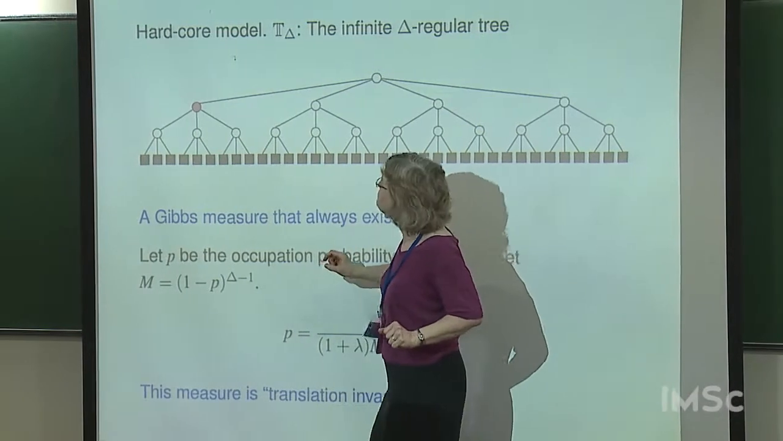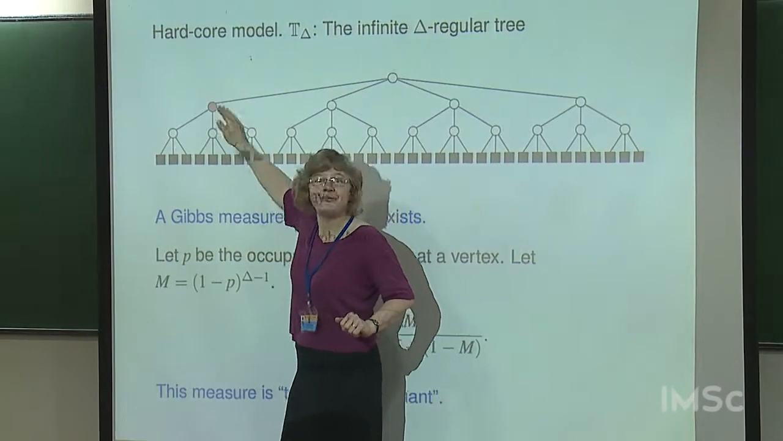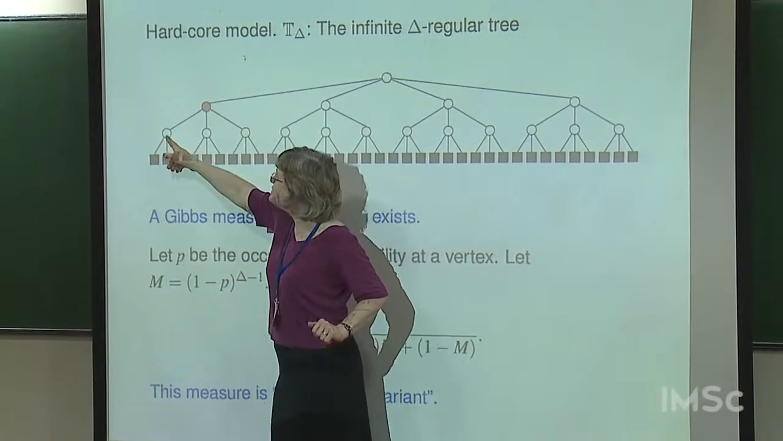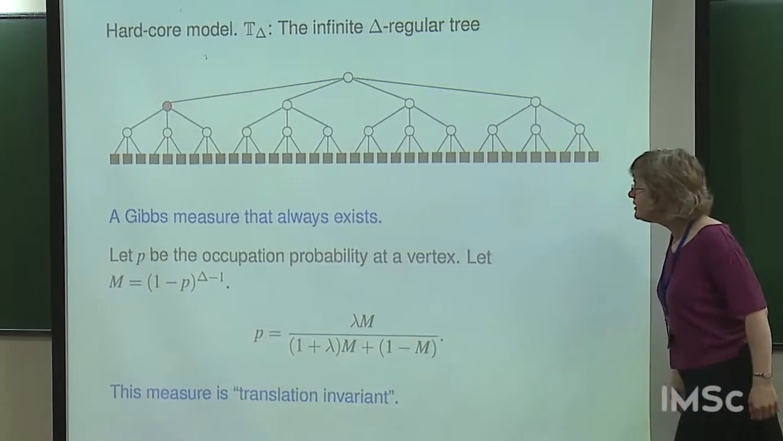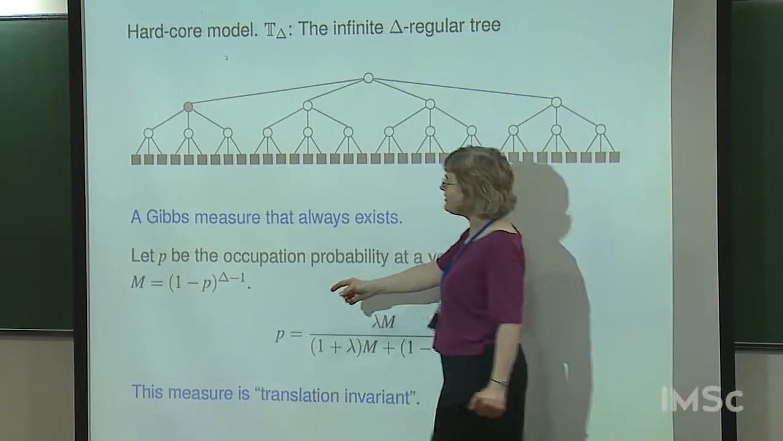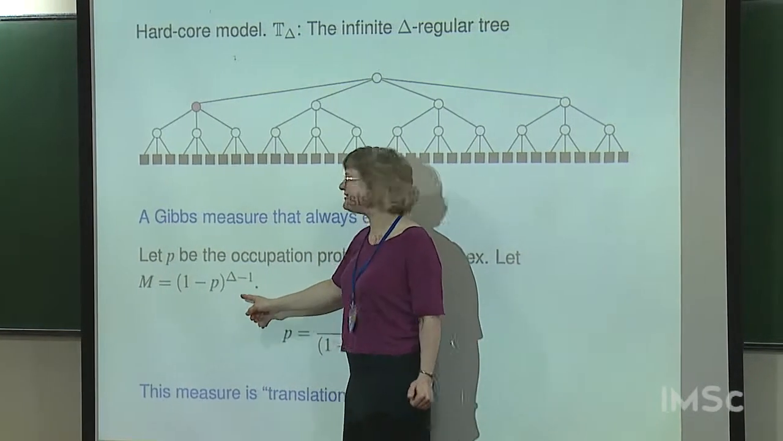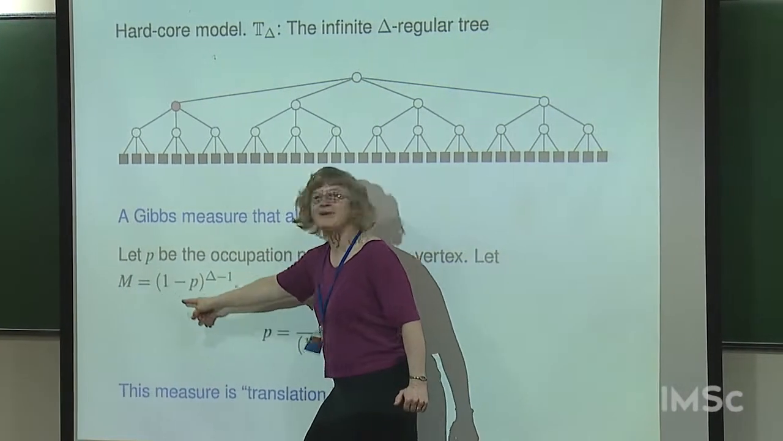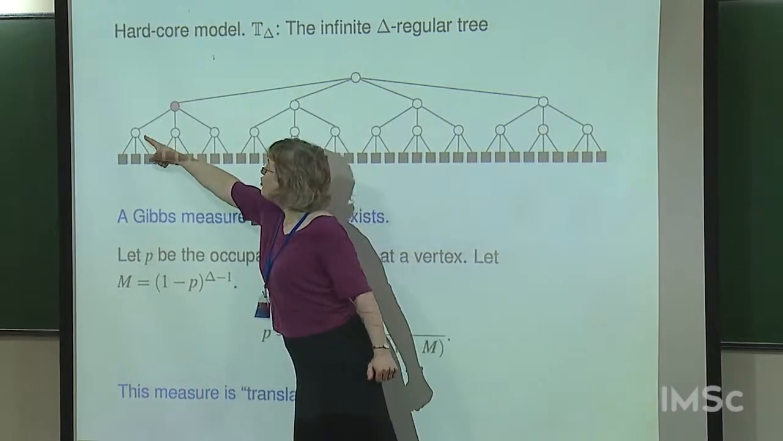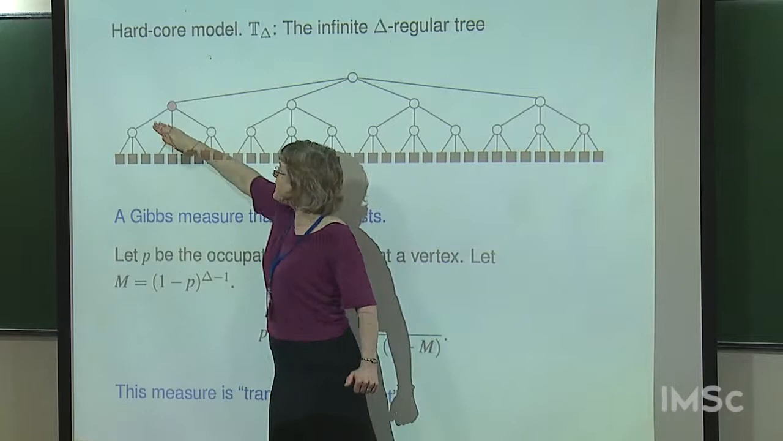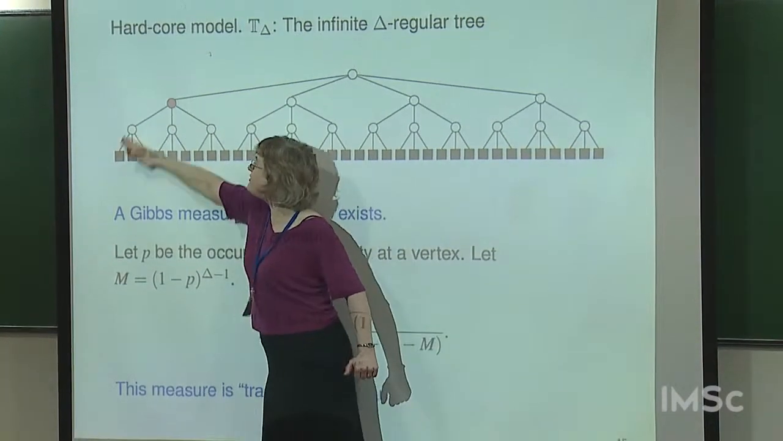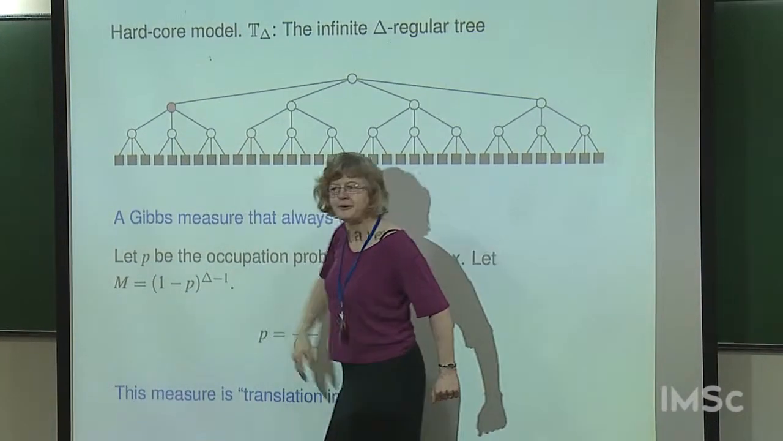Let's suppose that we knew, from below him, the occupation probability of the vertices below him, okay? And I'm going to define a quantity m, which is 1 minus p to the delta minus 1, so it's like looking from below at the probability that all these vertices are unoccupied. Okay?